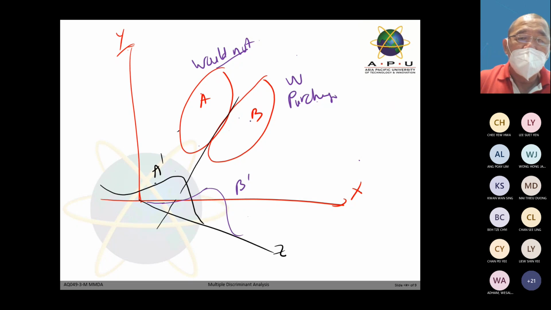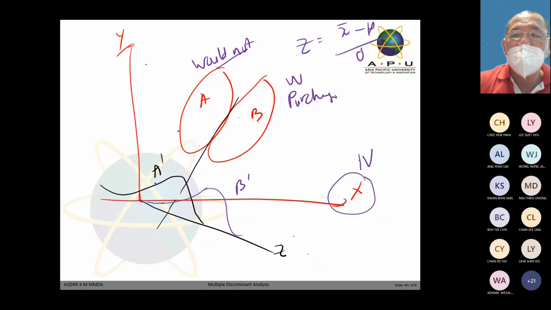So how we do? We actually use the original data from A and B. A and B of course representing the X and Y, but we get the Z value. Z value from the X. From all the X we get the Z. That's why X must be metric. X representing the independent must be metric. For metric, we can compute the Z. Remember, Z is equals to X bar minus mu over sigma for X bar.